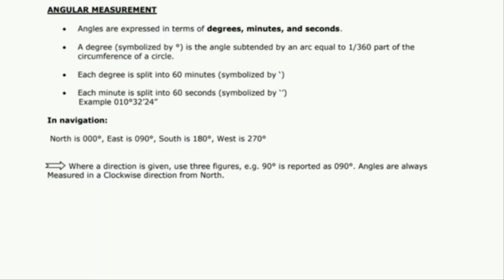In navigation, north is 000 degree, east is 090 degree, south is 180 degree, and west is 270 degree. Direction is written in a 3 figure group because direction is from 0 degree to 360 degree. So always write in a 3 figure group. And direction is measured from datum north in a clockwise direction. We will discuss more in the direction chapter.